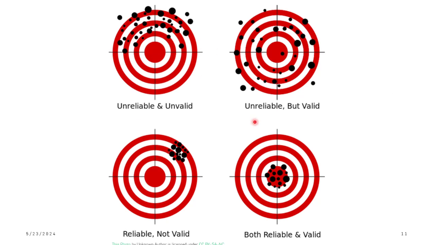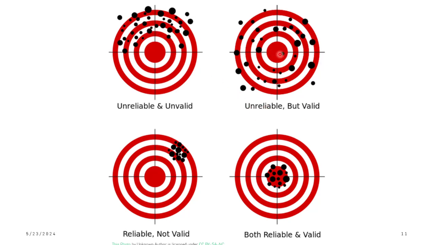So here's an illustration. This is an example of a test that is unreliable and invalid. Valid here means it must measure what it's supposed to measure. It must score the bullseye. There are no dots landing at the bullseye here, so therefore it's invalid, and it's unreliable because the scores are very scattered around. It doesn't produce consistent results. This in this case here is unreliable but valid.